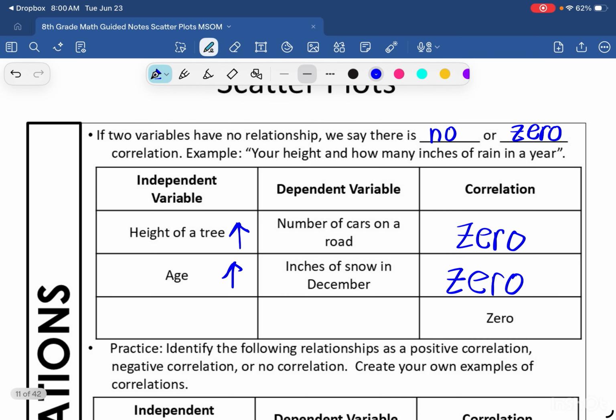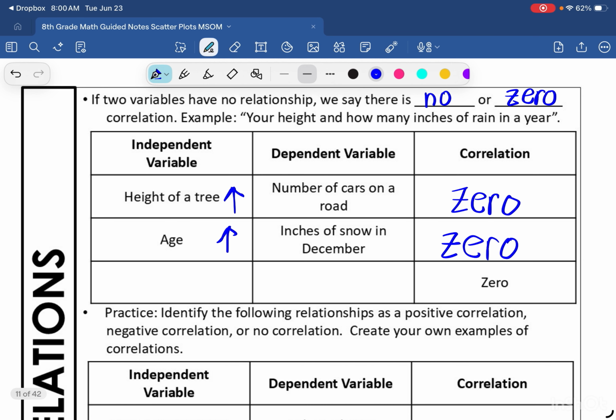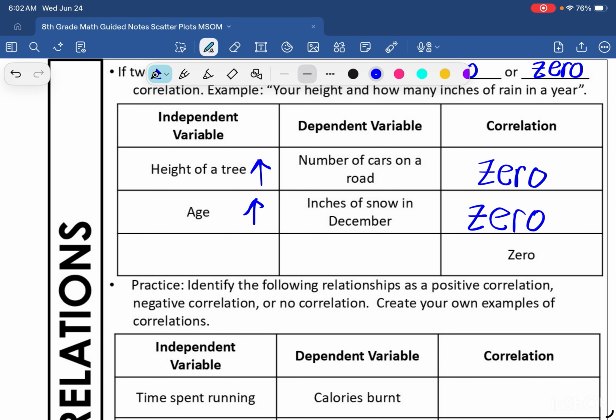Now I need to come up with my own example for a zero correlation. You could do a person's shoe size and their math test score. They are not related. One will not affect the other.